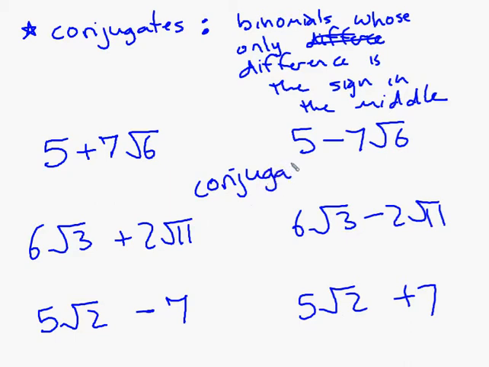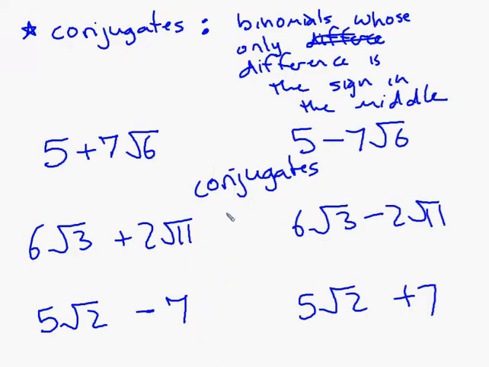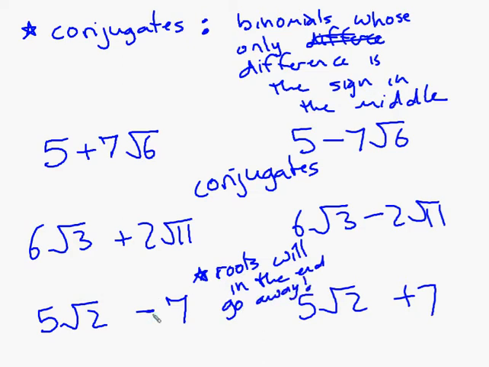Yes. Now, conjugates in the case of radicals have a very important property. So I'm just going to step back to this slide. Even though I had roots at the beginning, look at my answers. Do I have any roots? They canceled out. Okay, so that is a very important property. The roots will, in the end, go away if I multiply them. That is their property.